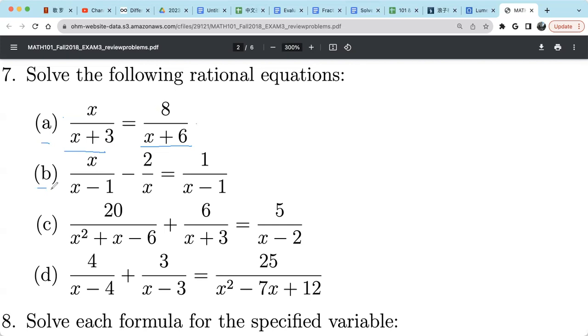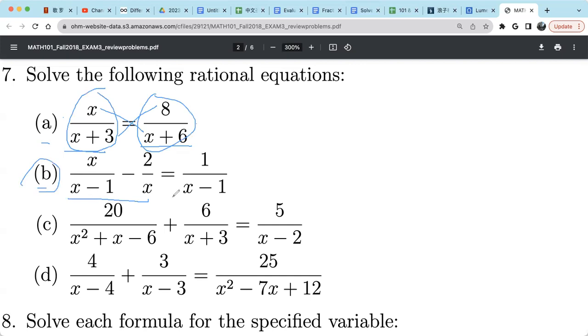But I cannot apply cross multiplication right away. Why not? Because on the left-hand side, I have two terms, right? I have two rational expressions. When I apply cross multiplication, it has to be one term on one side and one term on the other side. Then I can cross multiply. But here I have two terms. B, I have two terms. I cannot do that right away.